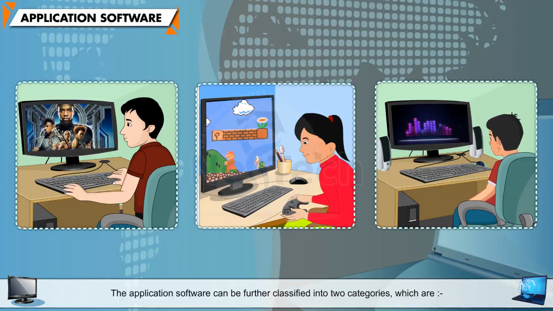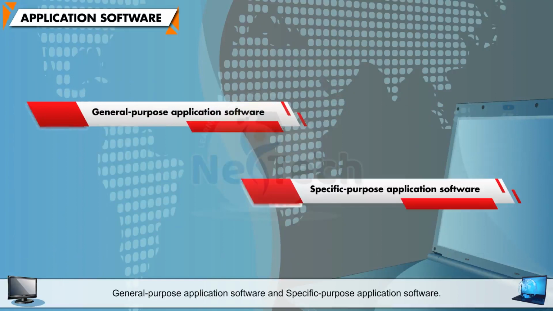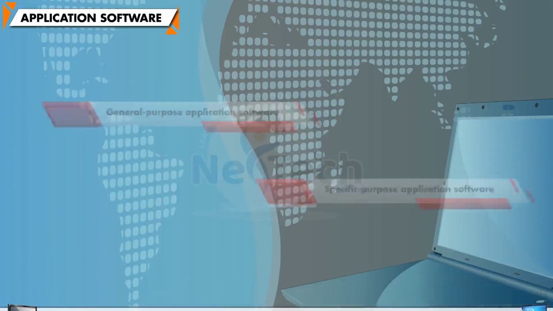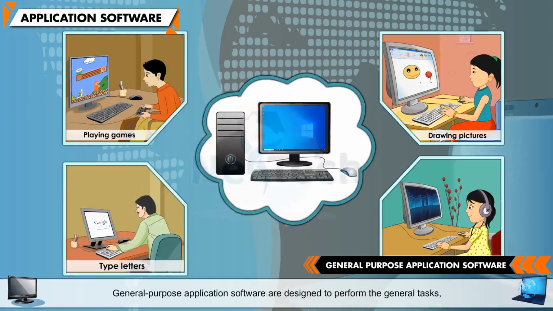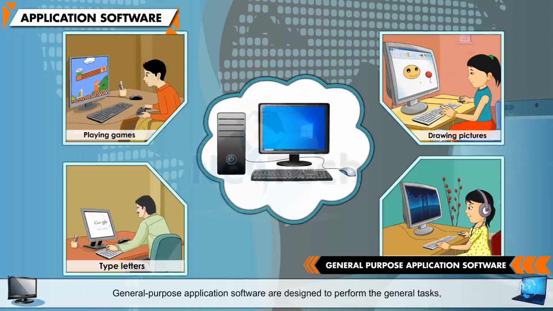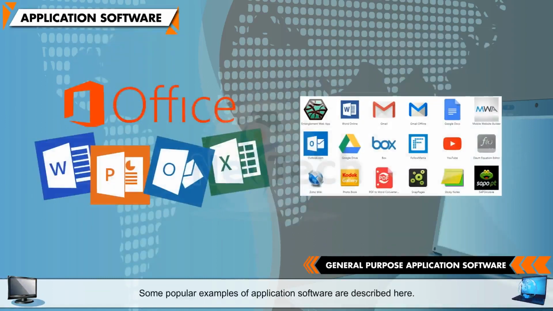The application software can be further classified into two categories, which are general purpose application software and specific purpose application software. General purpose application software. General purpose application software are designed to perform the general tasks which are usually performed by a large number of people. Some popular examples of application software are described here.